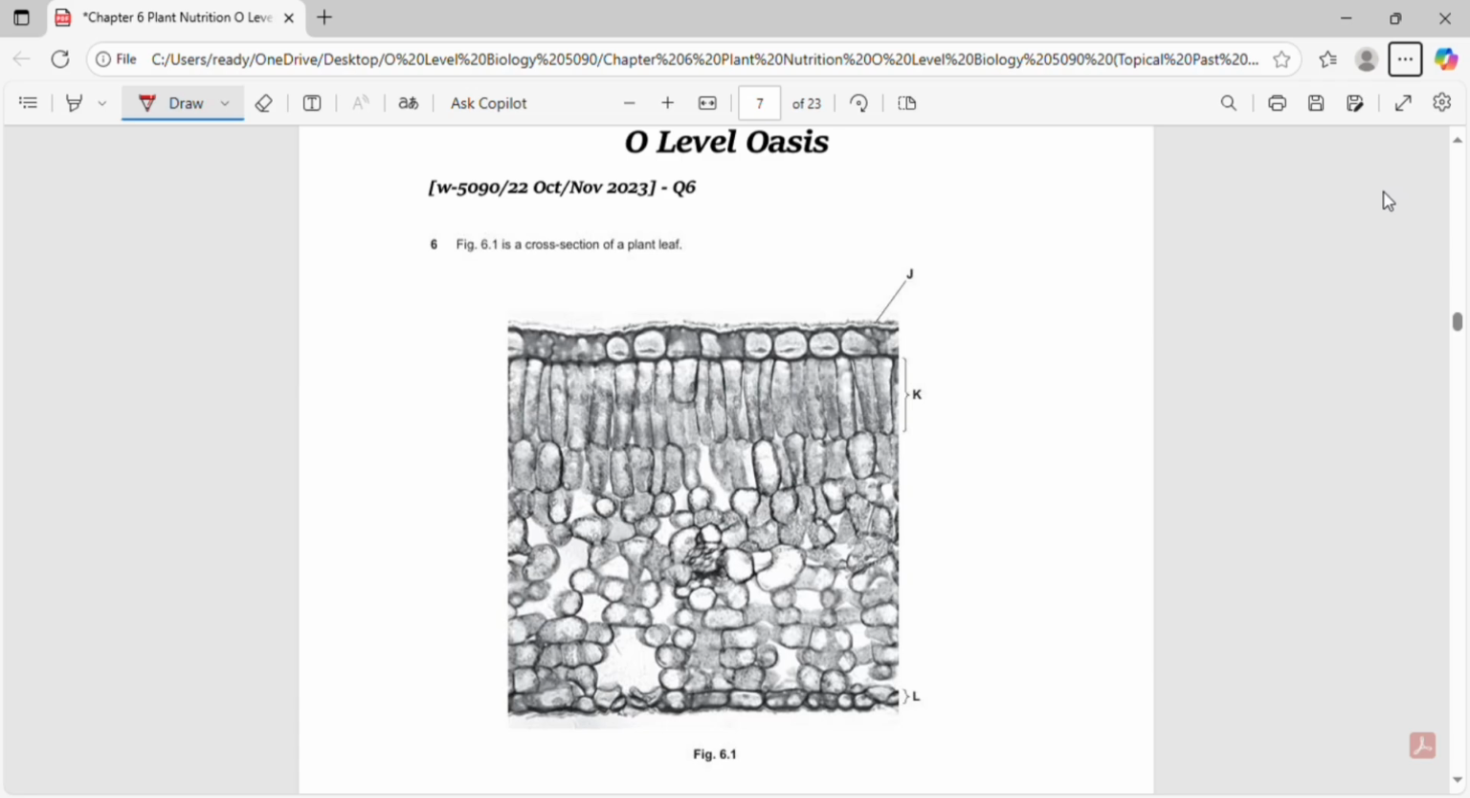Let us start with the label marked as J. This part is right at the very top of the leaf, and it's a thin layer on the surface. This tells us it is the cuticle. The cuticle is a waxy and waterproof layer that covers the upper surface of the leaf. Its main function is to reduce water loss by evaporation and to protect the leaf from external damage or pathogens.